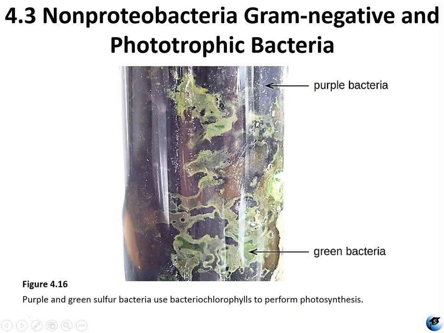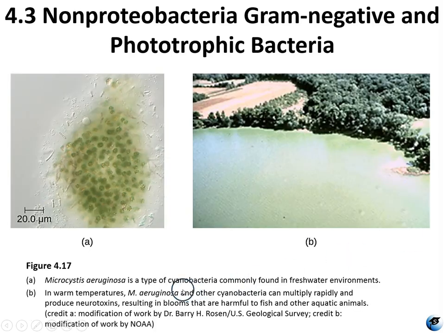So here, figure 4.16, this is showing an example of some of your sulfur bacteria. They generally have this either purplish color or greenish color, and they do use bacterial chlorophylls to perform photosynthesis using sulfur as an electron donor. Examples of cyanobacteria generally are found in freshwater and in warm temperatures over here. Microcystis aeruginosa and some other cyanobacteria have multiplied rapidly, and they have the added pleasantry of producing neurotoxin, which of course is harmful to fish and other aquatic animals.